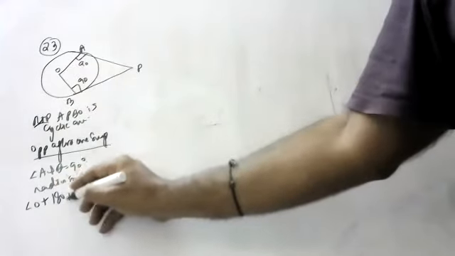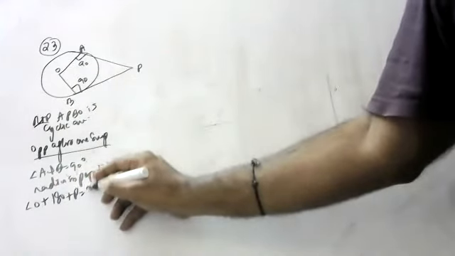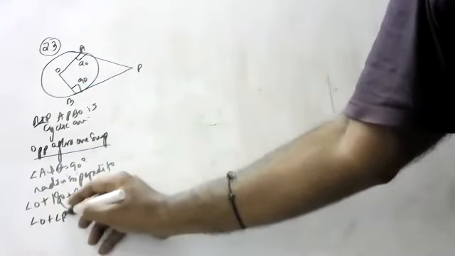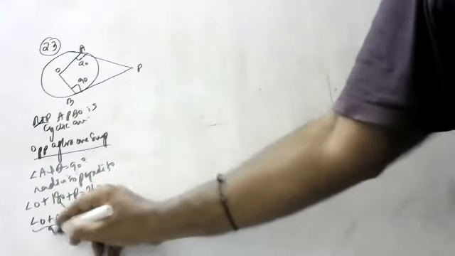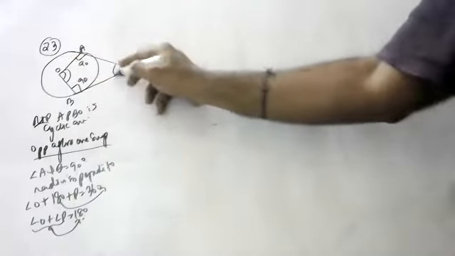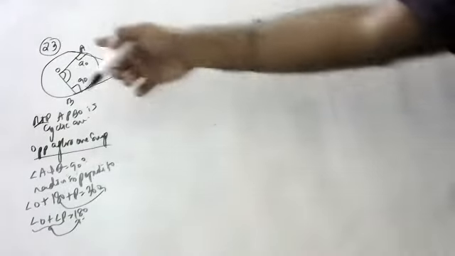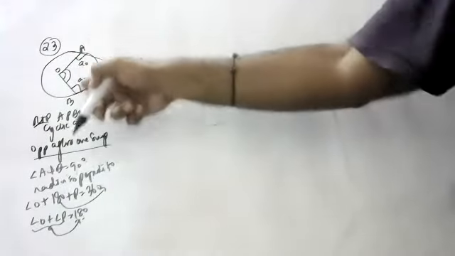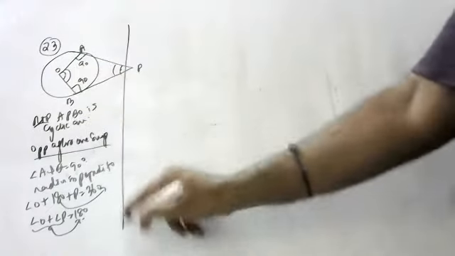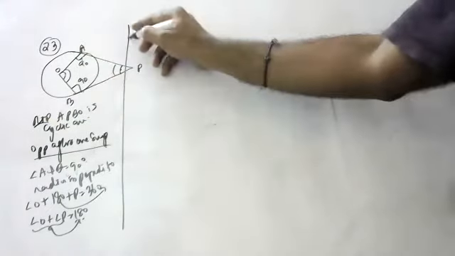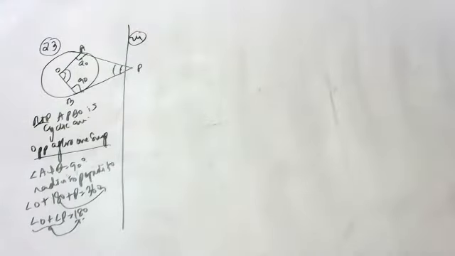Angle O plus 180 plus angle P is equal to 360 because it is a quadrilateral. So angle O plus angle P is equal to 180. If opposite angles are supplementary, then this is a cyclic quadrilateral. We proved that this plus this is 180, so opposite angles are 180. It is a cyclic quadrilateral. Already this also is 180, but like that also we can say it is a cyclic quadrilateral.